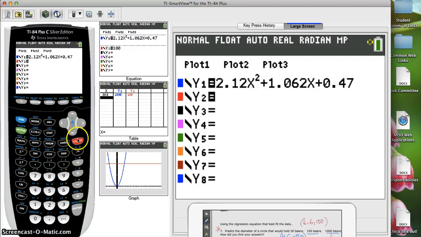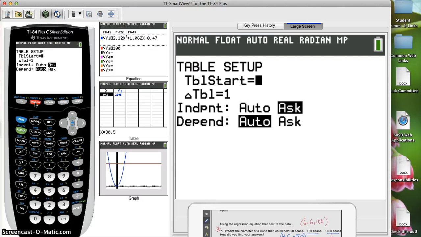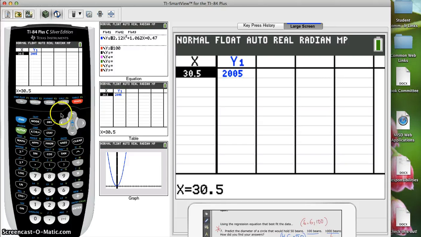Okay, clear that. So you go to second window, which is the table set. You move the independent to ask. Then you go to second graph, and you enter the x value, and it tells you that the y1 is 2005. It means for a diameter of 30.5 centimeters, I need 2005 beans. Now choose any method that you like, and I'm going to add a question.